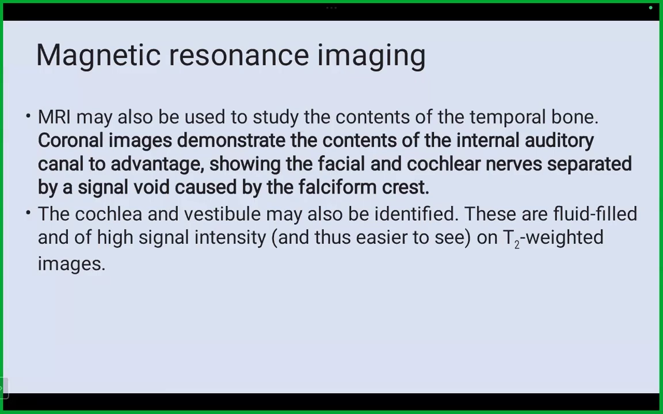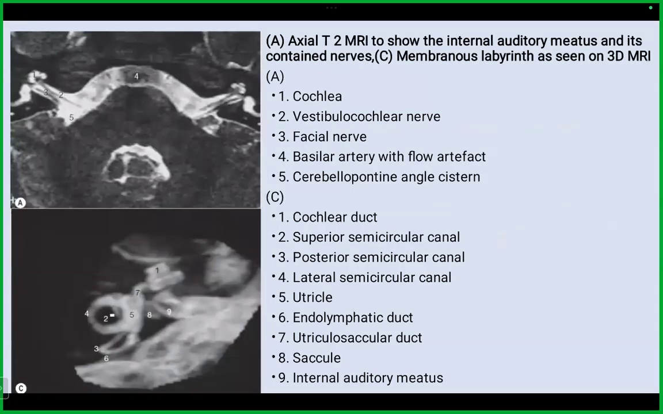These are fluid-filled and of high signal intensity, and thus easier to see on T2 weighted images. As seen here, A and B axial T2 MRI show the internal auditory meatus and its contained nerves. C, membranous labyrinth as seen on 3D MRI. As we see, cochlea, vestibulocochlear nerve, and facial nerve, basilar artery with the flow artifact, cerebellopontine angle cistern.